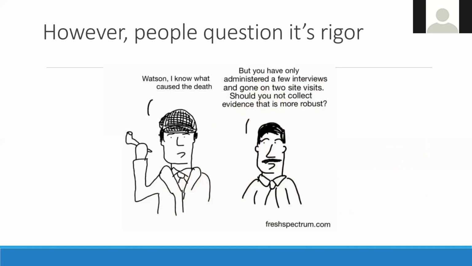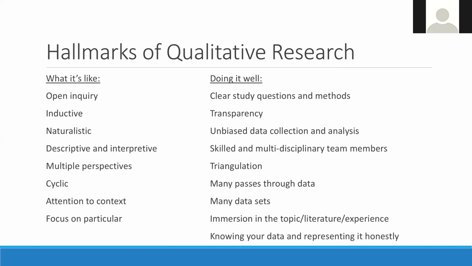However, people question its rigor. Here's another comic. Watson, I know what caused the death. And he says, but you have only administered a few interviews and going on 2 site visits. Should you not collect evidence that is more robust? So I just want to spend 30 seconds here saying what qualitative research is and some things about doing it well. Qualitative research can be very rigorous.